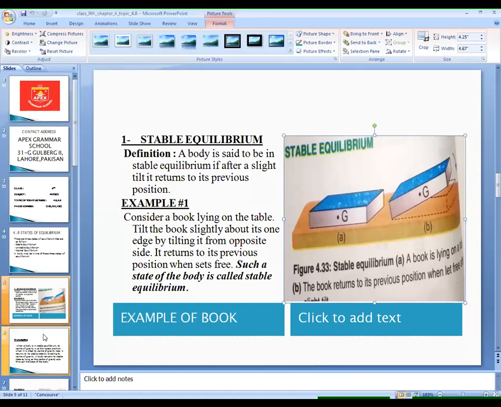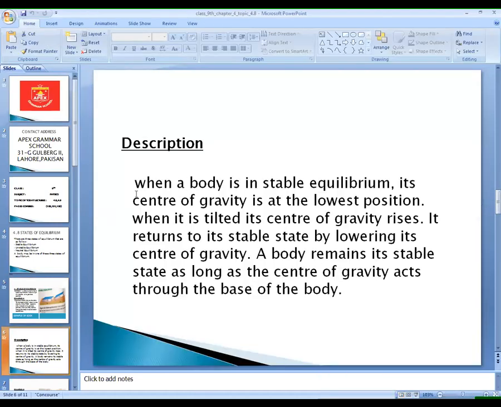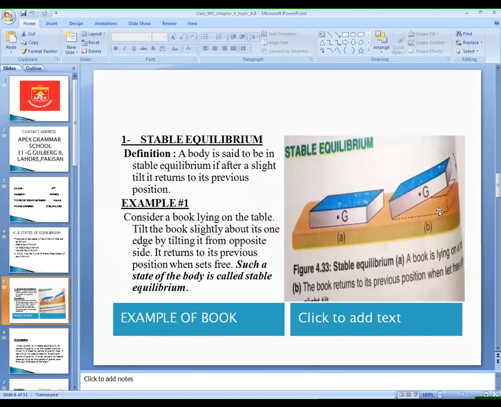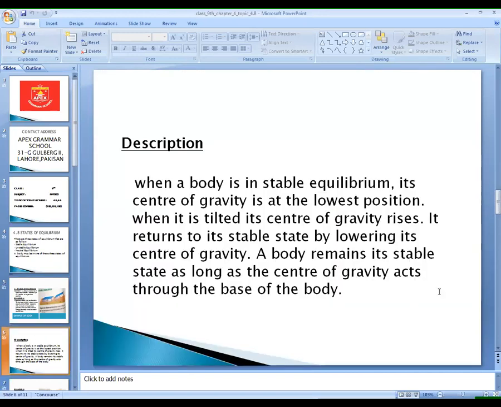Now, when a body is in stable equilibrium, its center of gravity is at the lowest position. When it is tilted, its center of gravity rises. When I tilt it, the center of gravity is rising now. It returns to its stable state by lowering its center of gravity. A body remains in its stable state as long as the center of gravity acts through the base of the body.